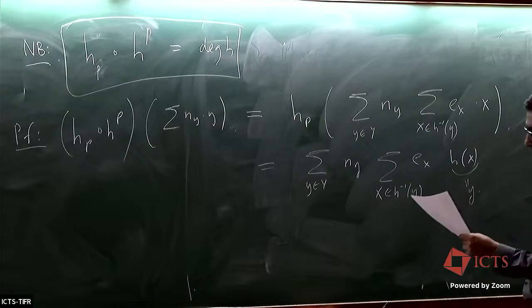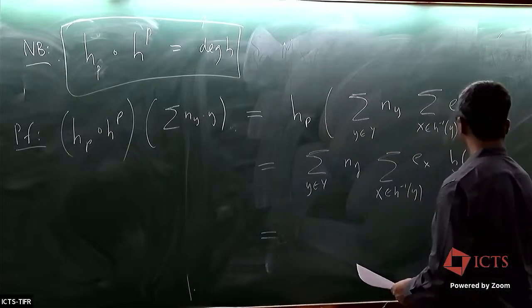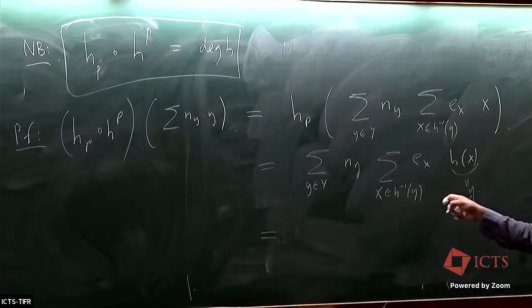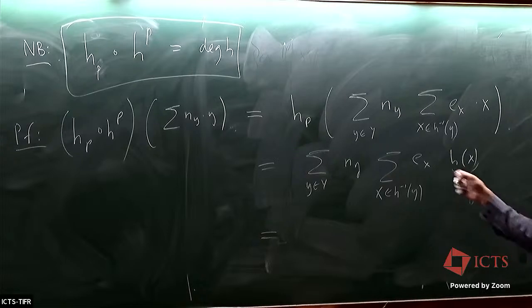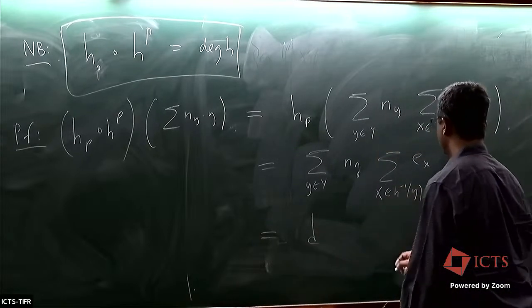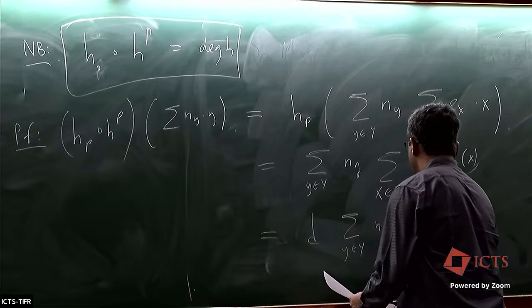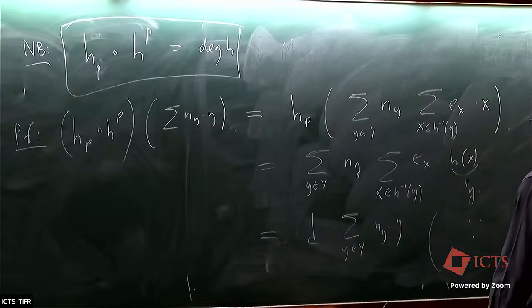And now you can rewrite this using summation e_x is equal to d. This has become a constant now because all these points in the fiber have the same image, they're just y. This number becomes d. Pull that d out. Summation over y belonging to Y of n_y y, since summation e_x is equal to d.